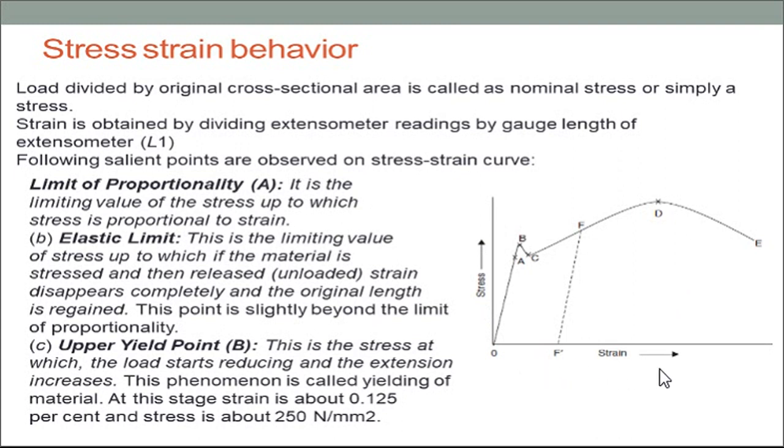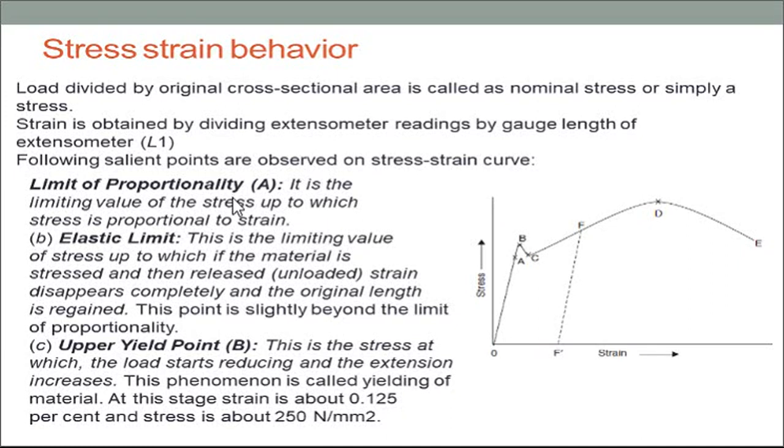The very first thing in this graph: you can see on the x-axis there is strain, meaning the extensometer reading is on the x-axis, and stress, from the load, we have to take on the y-axis. So stress is on the y-axis and strain on the x-axis. This particular graph is plotted after the tension test on the mild steel.